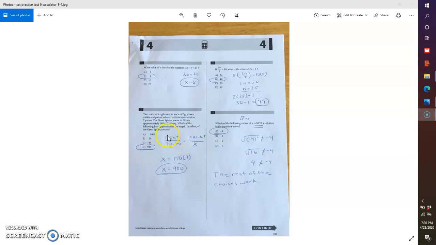And we don't really worry about the labels when we cross multiply. 1 times x is x. 7 times 140 is 980. We can use our calculator, and our x equals 980.